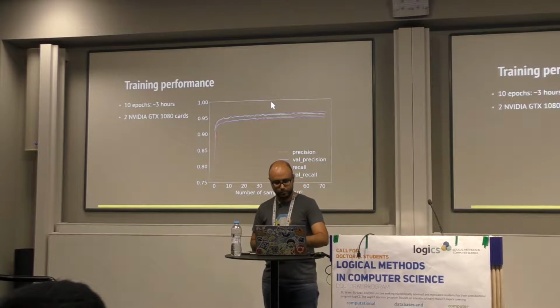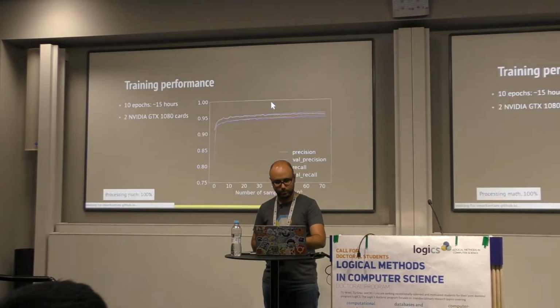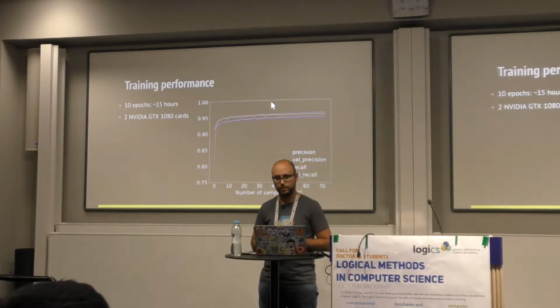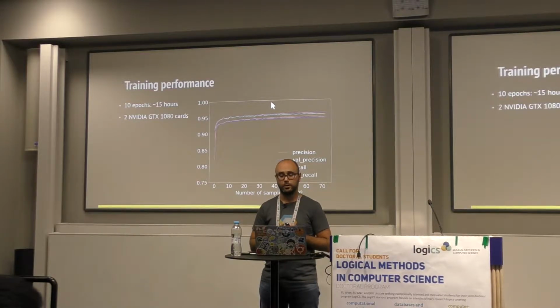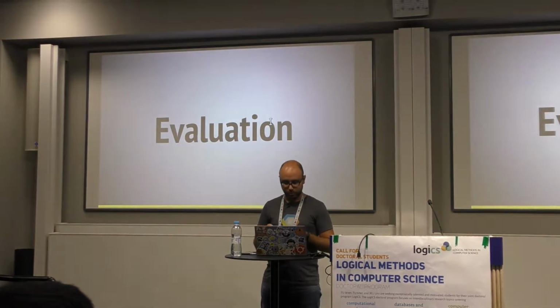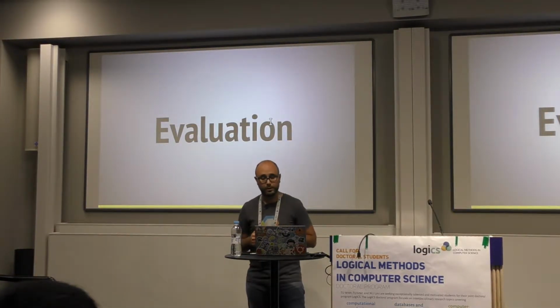So actually, let me update it because, yep, it should be 15 hours. So we train for 10 epochs, and it takes 15 hours. Just to compare to a character level CNN, it trains twice as slower, and we use 2 GPU cards. So let me show you how all these baselines and our BLSTM perform.